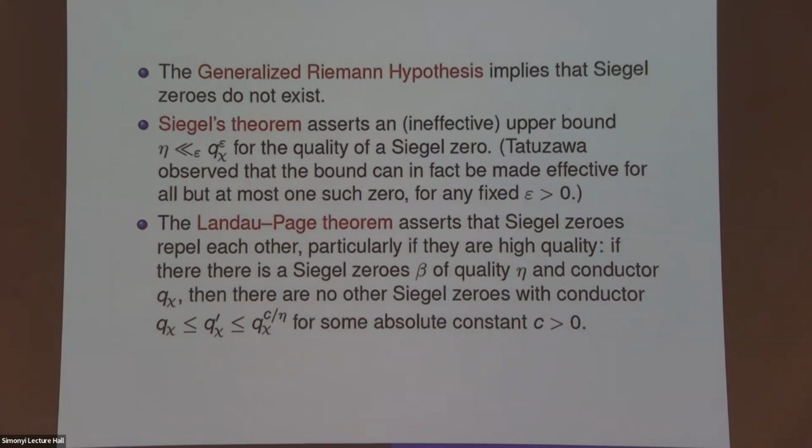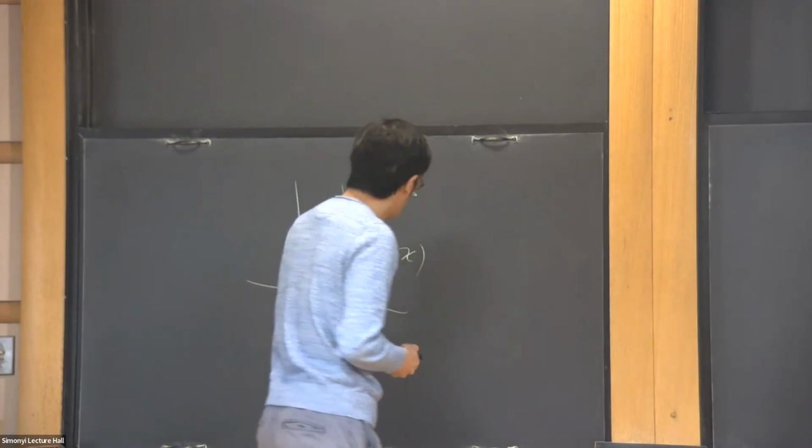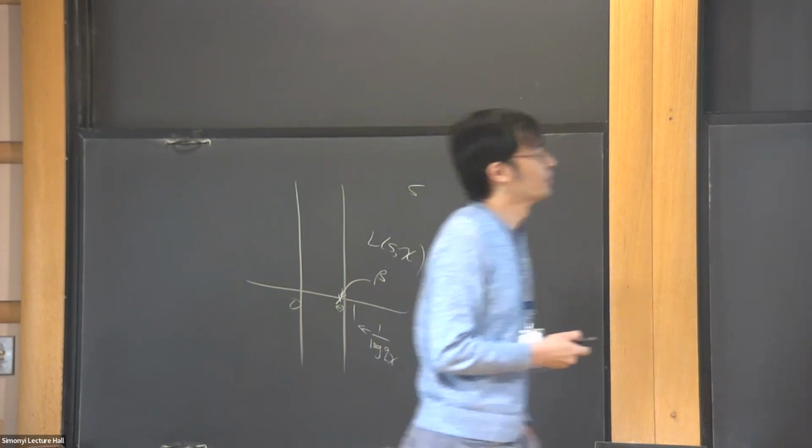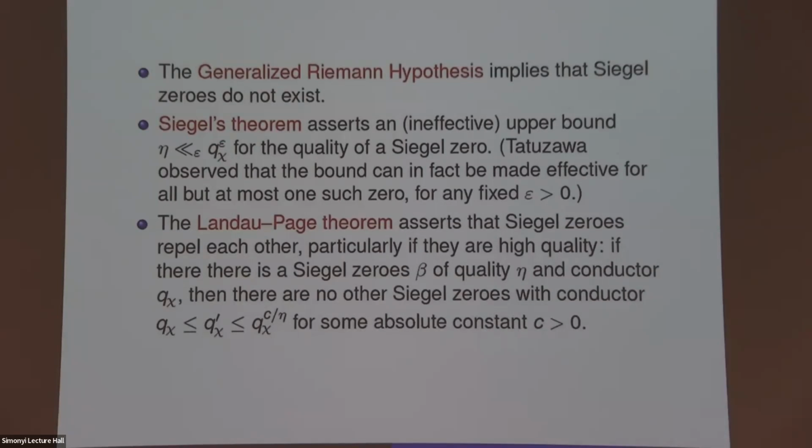As I said, if you assume GRH, that implies that they don't exist. We do have some control on Siegel zeros. Most famously, we have Siegel's theorem that says that while Siegel zeros may exist, they can't be too horrible, and they can't be super strong. The quality, which measures how close you are to 1, has to grow slower than a power of the conductor. For every epsilon, eta is less than some constant c(epsilon) times conductor to the epsilon. So that's already quite a useful bound. We would like a much better bound. Despite many attempts, we don't yet have one.